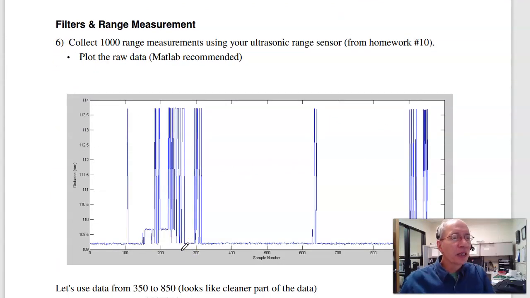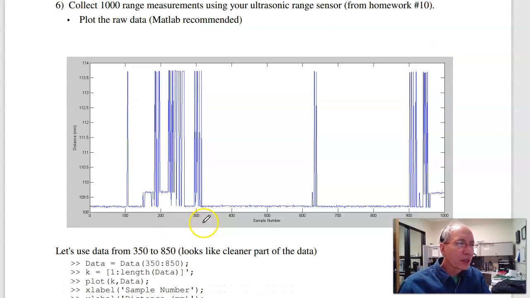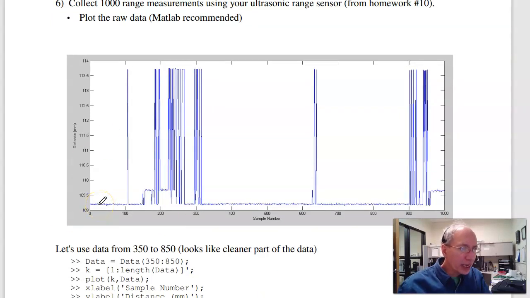Number 6. This is looking at some applications of digital filters. In the previous homework set, we had an ultrasonic range sensor that I could measure distance. I collected 1,000 data points, and here's what it looks like. This is a block at about 100 millimeters away, the range data. It's usually pretty consistent, with occasional glitches, jump discontinuities.